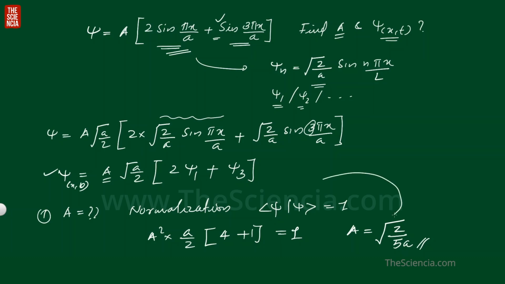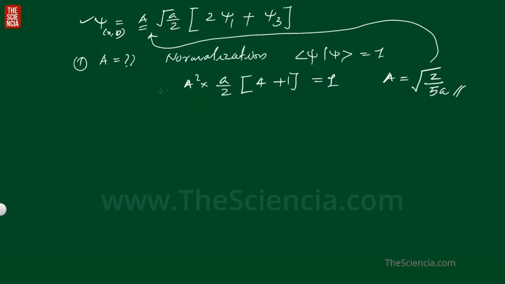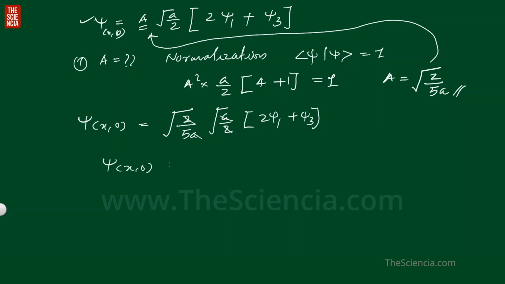Now we can substitute this value for a in this equation, so we get the normalized wave function. That is, the normalized wave function at time t equal to 0 is equal to root of 2 by 5a into root a by 2 into 2 psi 1 plus psi 3. Here you can cancel the a and the 2 and 2. So you will get psi of x,0 is equal to root 1 by 5 into 2 psi 1 plus psi 3.